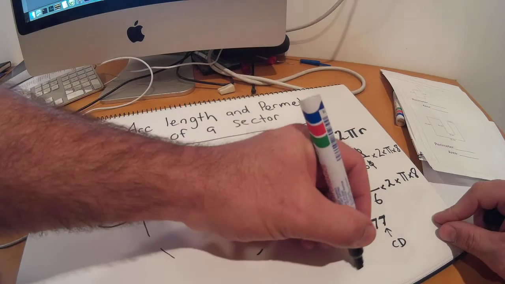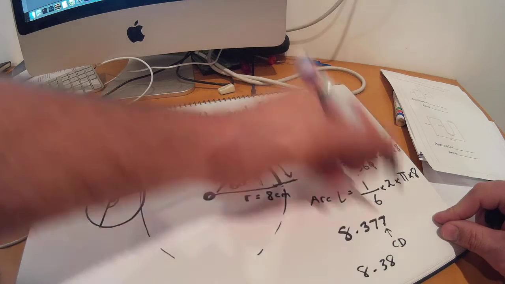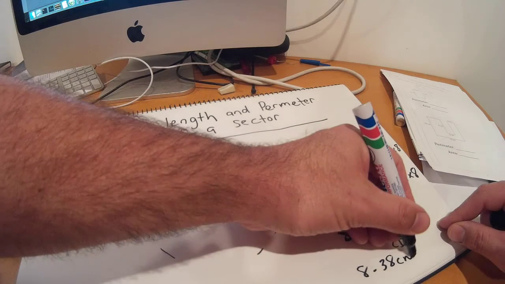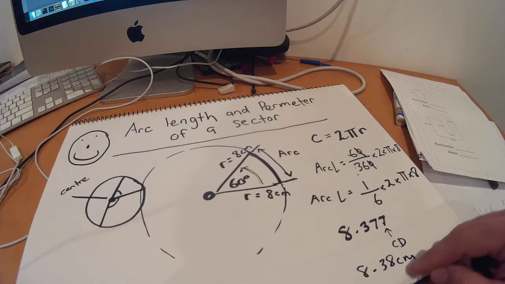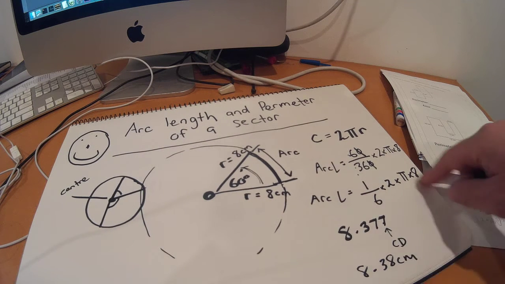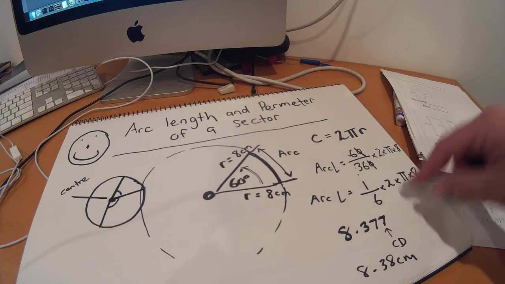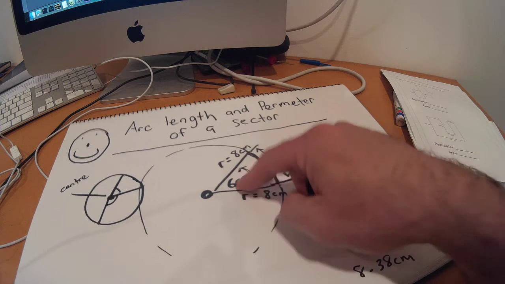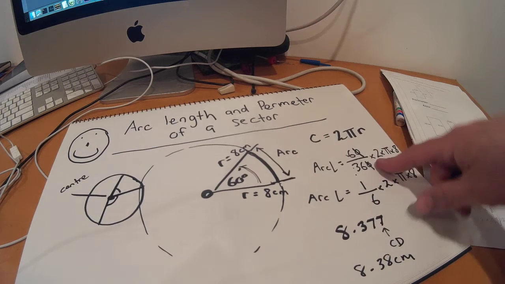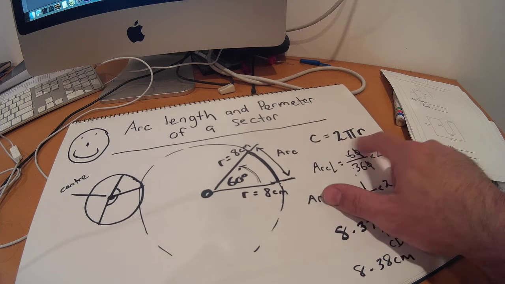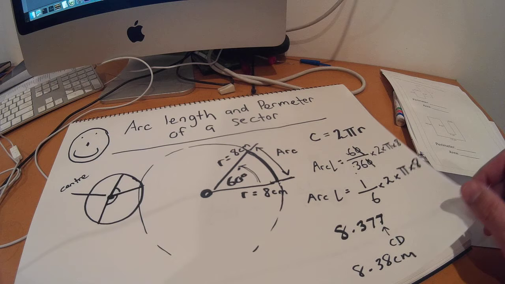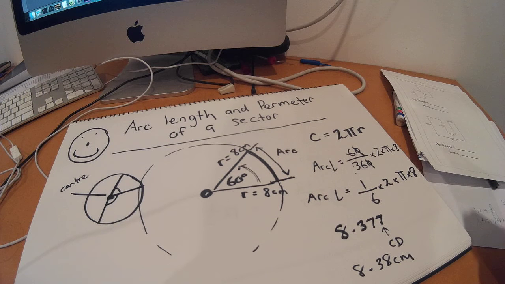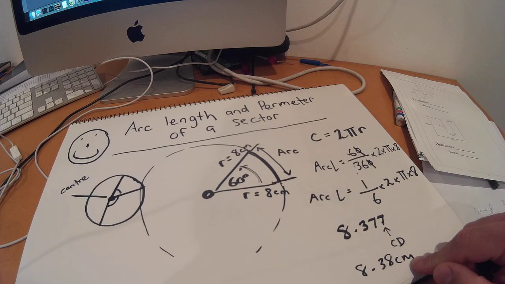So this will become 8.38 centimeters. Okay, so we now know that this arc length is 8.38 centimeters because we've used this formula to work it out. So it's always going to be a percentage of 360 multiplied by our normal formula that we use to find circumference. So we now know how to find arc length. If the question was just asking you for arc length, that's how you would do it.